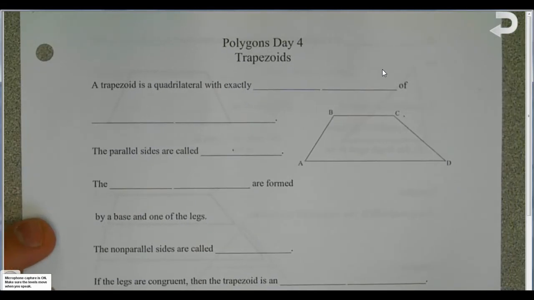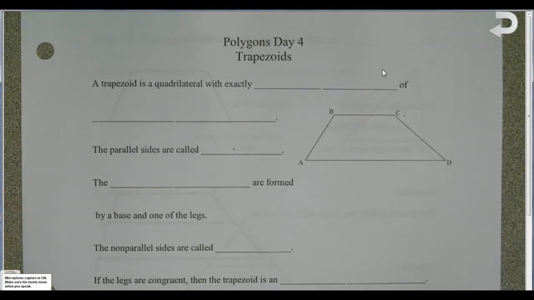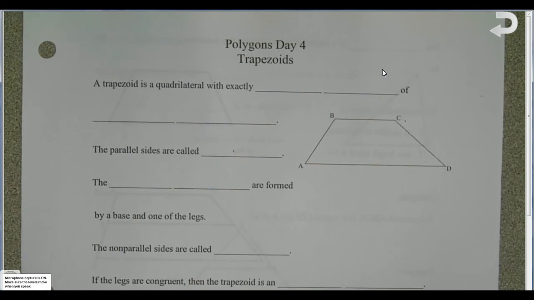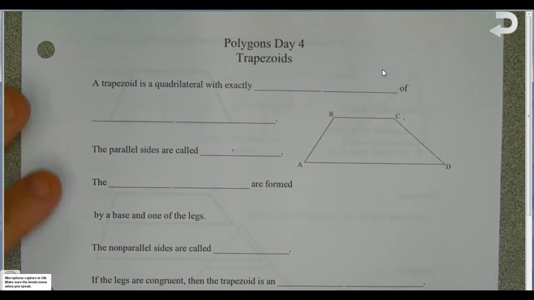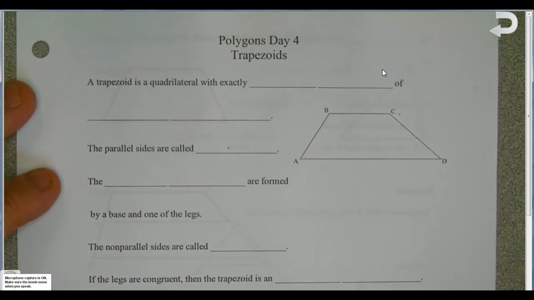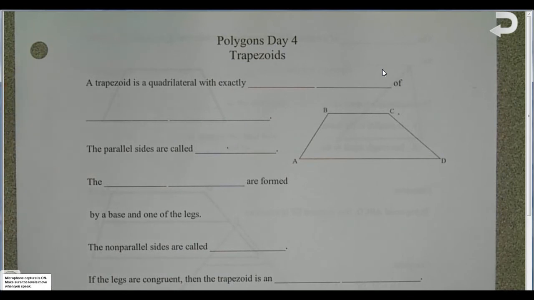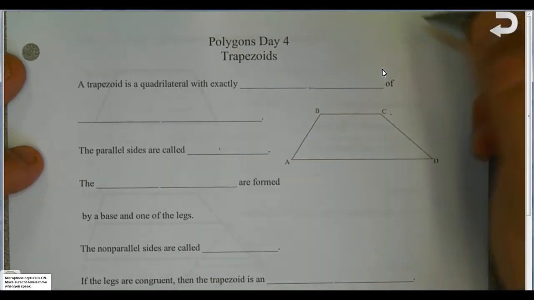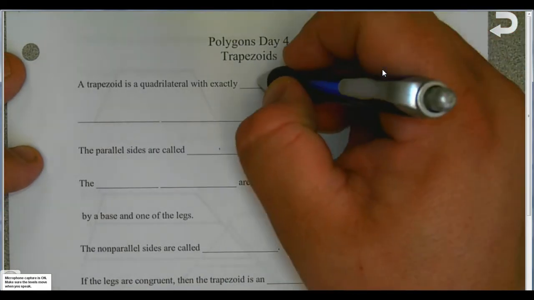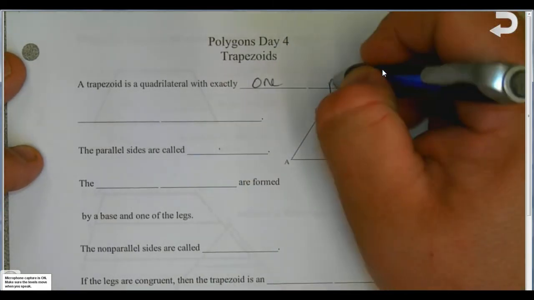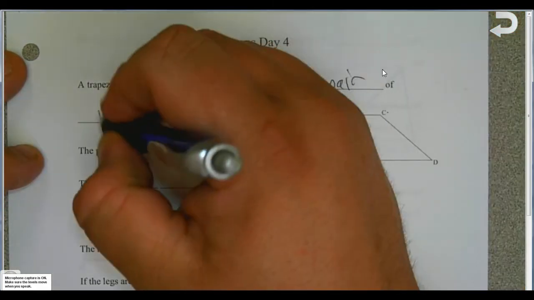Okay, so what happens when a quadrilateral doesn't meet the properties of a parallelogram? When it doesn't meet the properties of a parallelogram, you either have an irregular quadrilateral, which could be a lot of things, or it could be a trapezoid. A trapezoid is a quadrilateral with exactly one pair of parallel sides.